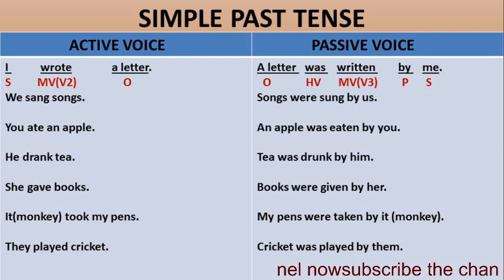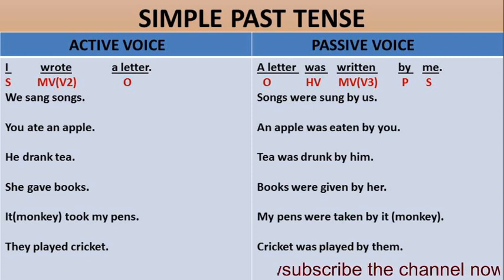Songs were sung by us. Songs is plural, therefore we have to use the plural helping verb in simple past tense. Songs were sung by us. You ate an apple. An apple was eaten by you. Here an apple is singular, therefore the singular helping verb is used. He drank tea. Tea was drunk by him. Here tea, it's a noun.